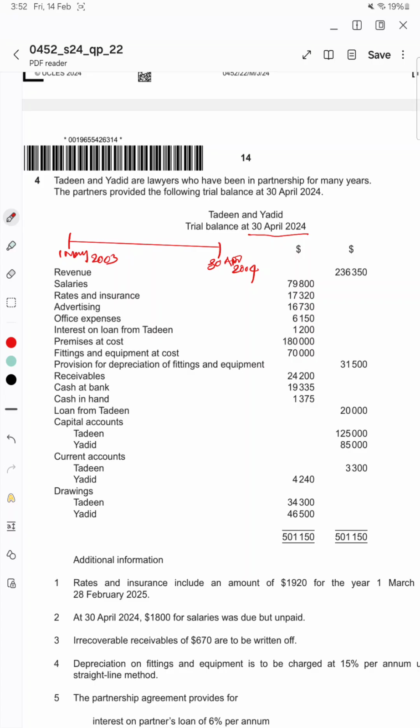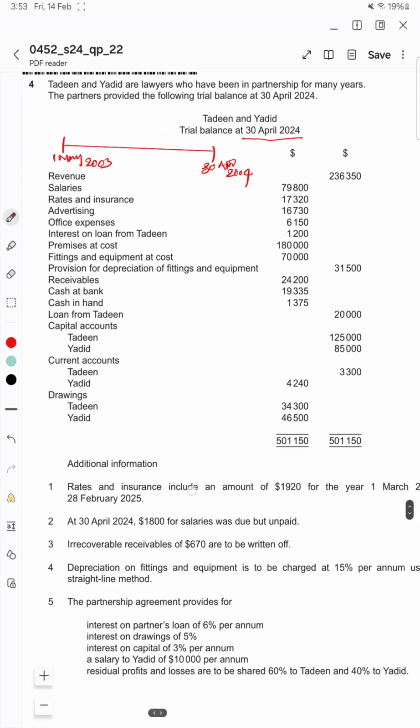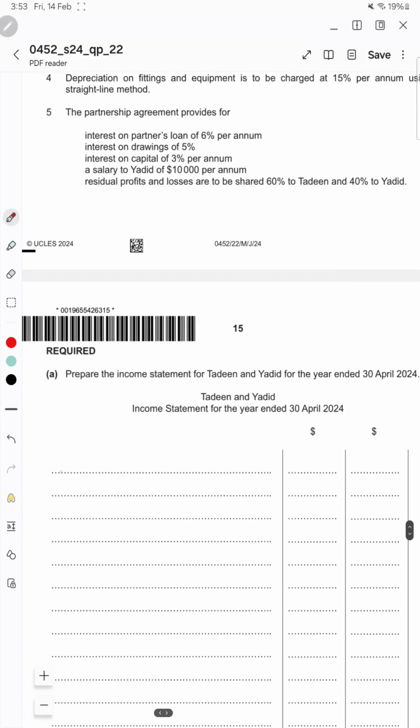There are no purchases or sales here, so we cannot do a trading section. Revenue is directly given, so we are assuming it is gross profit, because no other information related to the trading section is given, only the expenses and revenues related to the P&L account. So I'm starting directly with the revenue, which you can take in the second column: 236,350. Then we take expenses, less expenses.